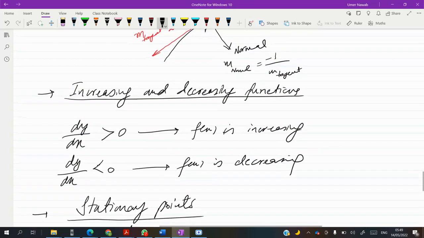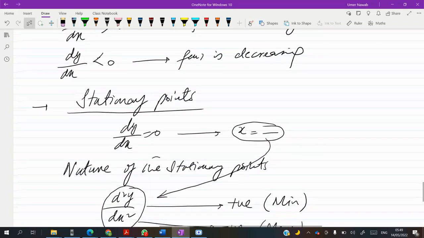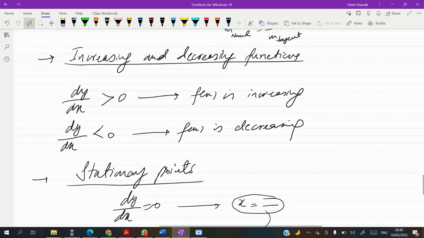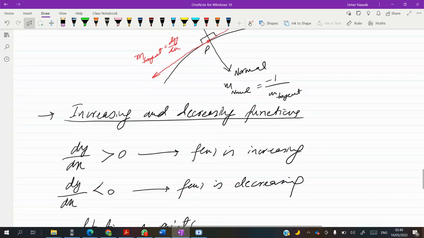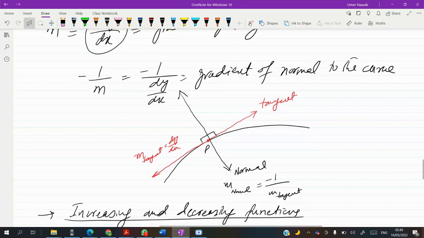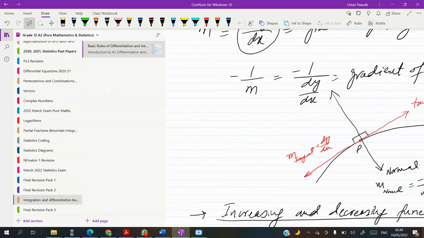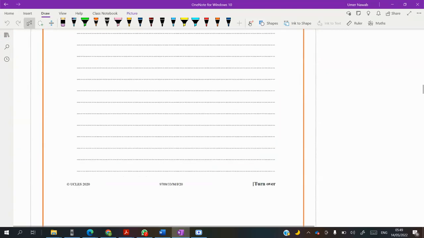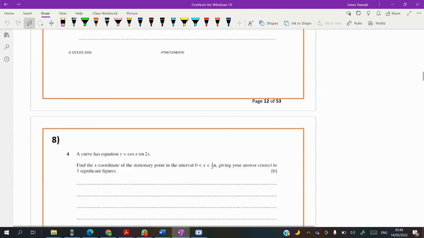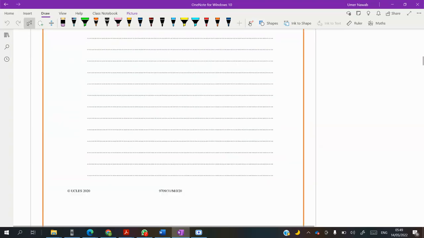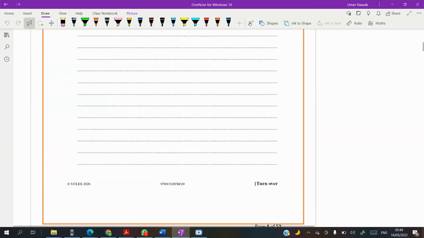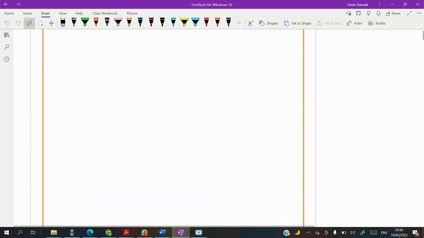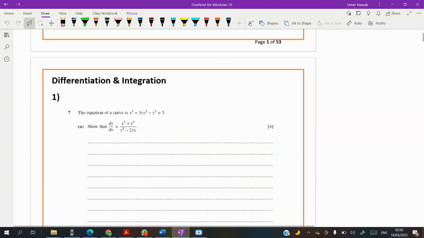So these are the important things required. I think rates of change is not very important. If any question related to that comes in the past papers, I will discuss with you. Here I have a few questions to discuss with you on differentiation, which came in recent past papers. Let's try to do them.